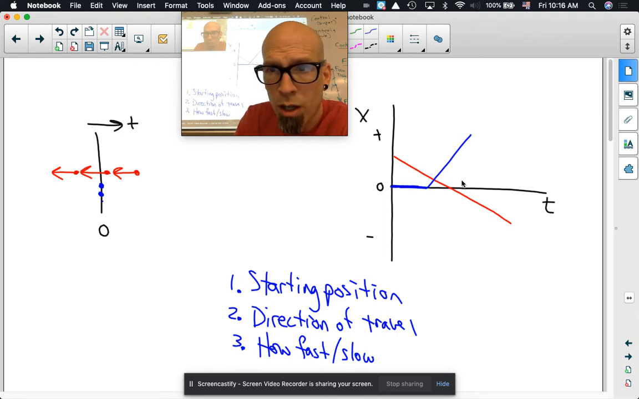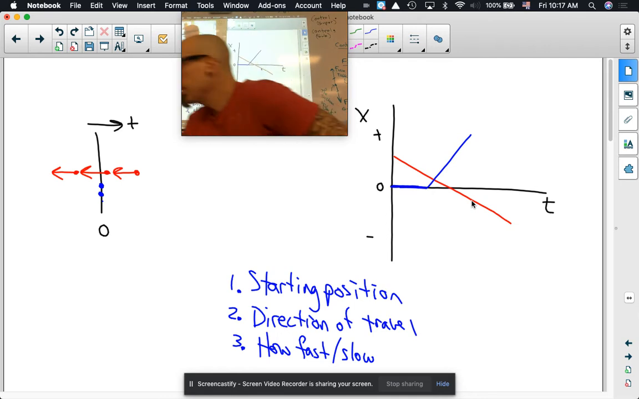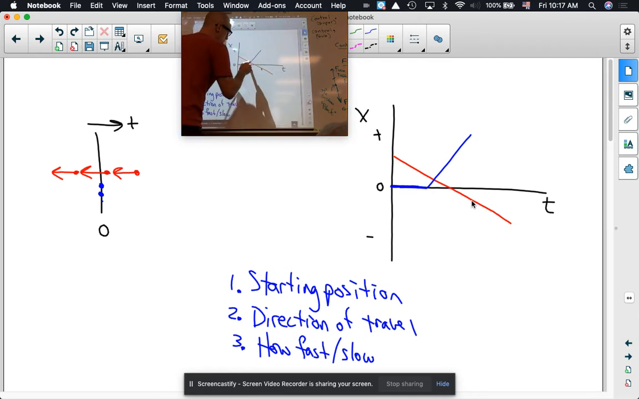And if you're not sure, well, look at how far the red one goes in the same length of time that the blue one does. The blue one goes from 0 all the way up to here. That's quite a bit of change in position. In that same length of time, the red one goes from here to maybe here. Let me make some marks so you see what I mean.